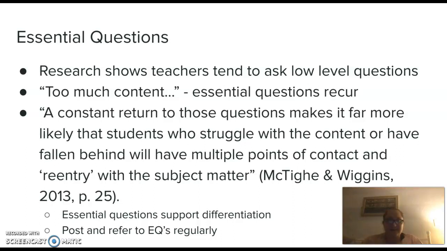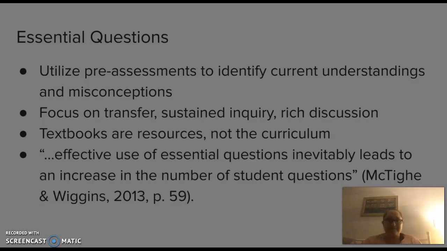So if we post them, not just in our lesson plan or our unit plan, but post them in the classroom and refer to them throughout the unit regularly, not like once in a while, that again gives those multiple access points for students. Okay?